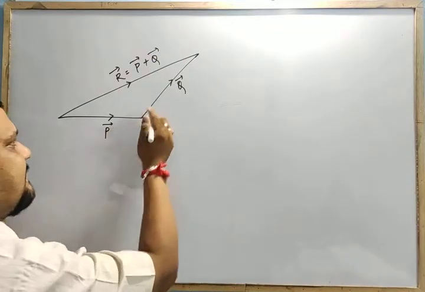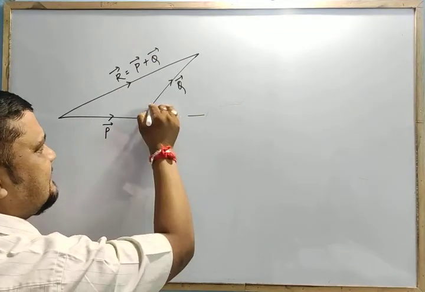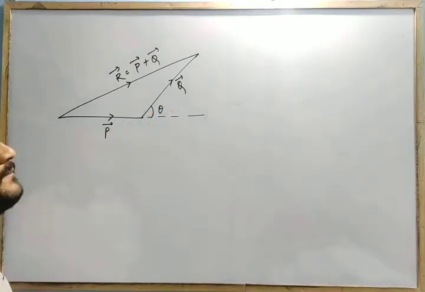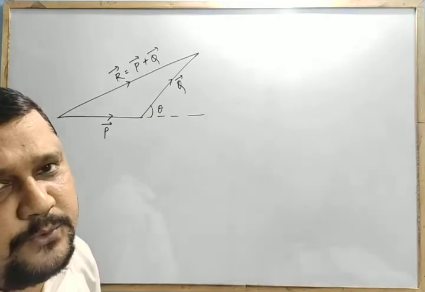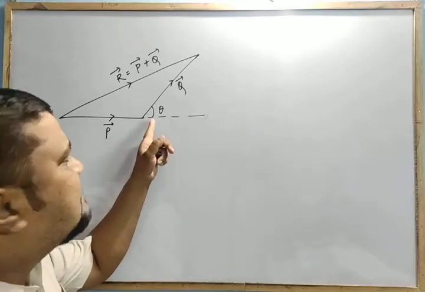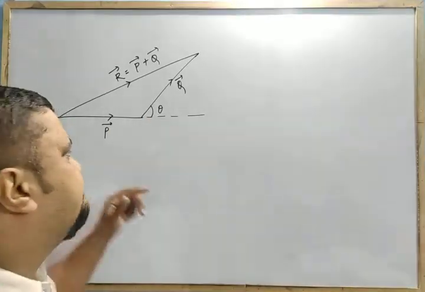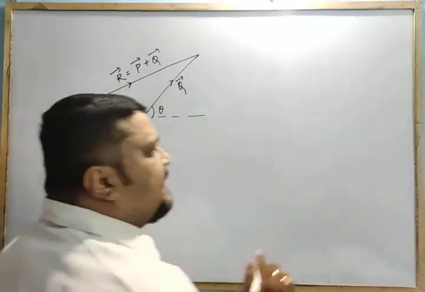And what is the angle between P and Q? This is the angle theta between P and Q, right? We already know that this is the angle between the two vectors P and Q.